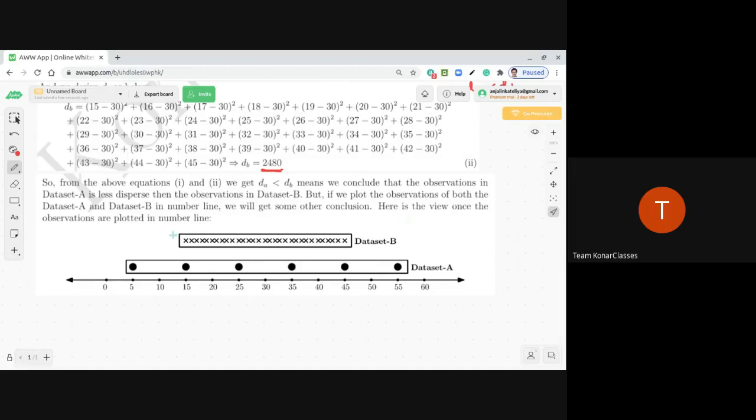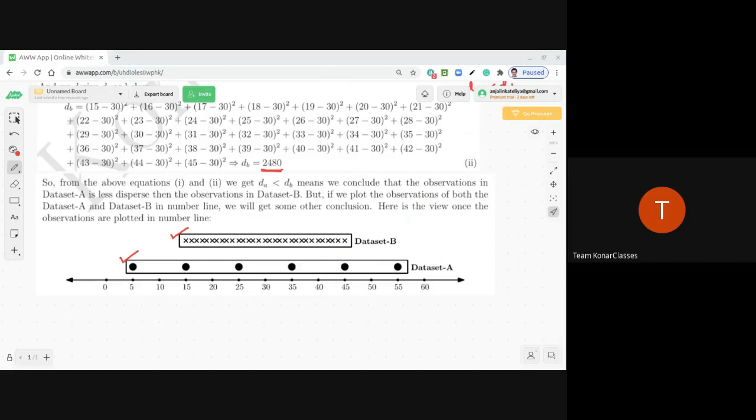If you see, dataset B is actually like this, the values which are marked by cross, and dataset A is the filled-up circles. Now, what is that? If you look into the plot, we see that dataset A of 6 observations has a higher dispersion about the mean than dataset B of 31 observations, even though dA is less than dB.